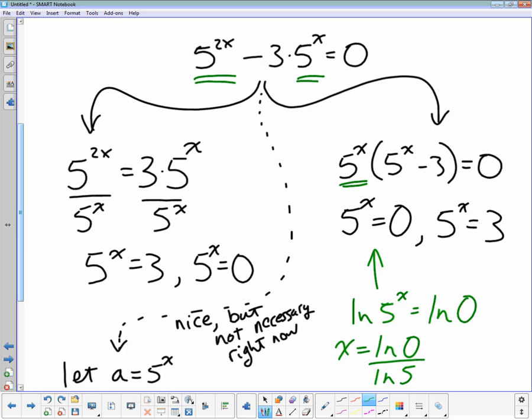Try it. Go to your calculator and type in log base 0, natural log of 0, and see what happens. It yells at you. It says, no, I can't do that. So this does not exist. There is no answer there. Instead, we can go to this fellow.